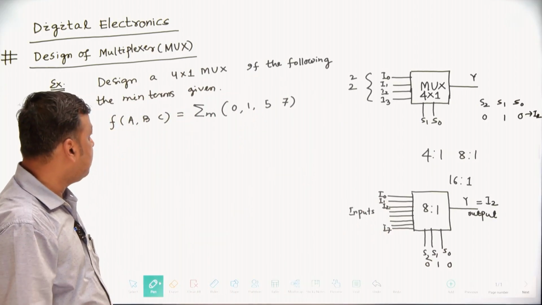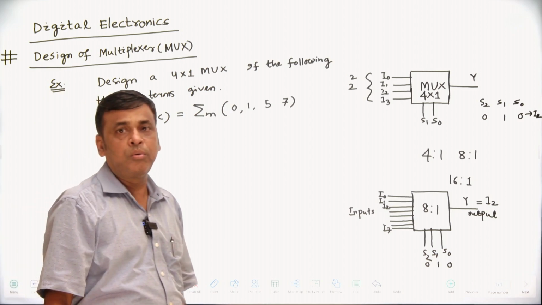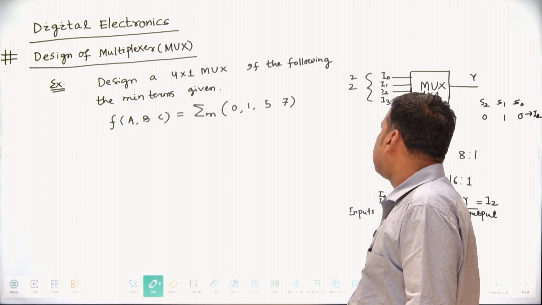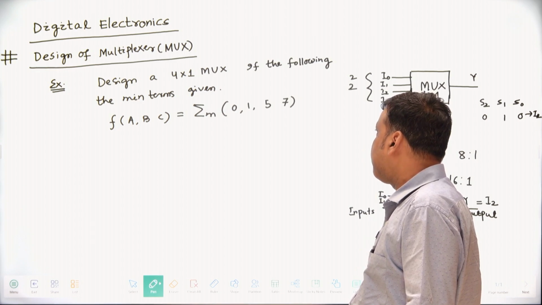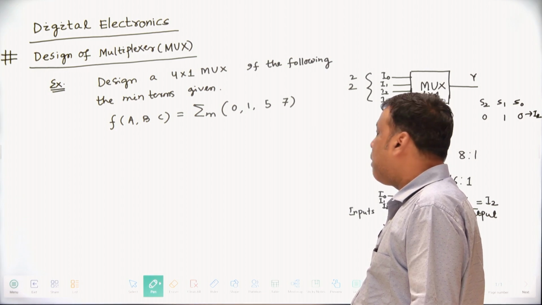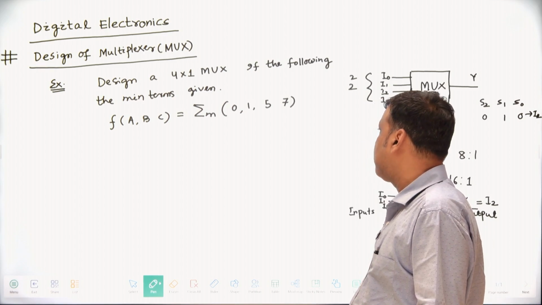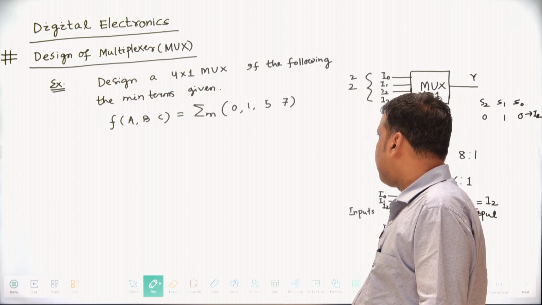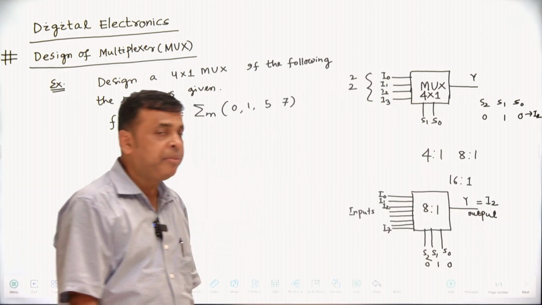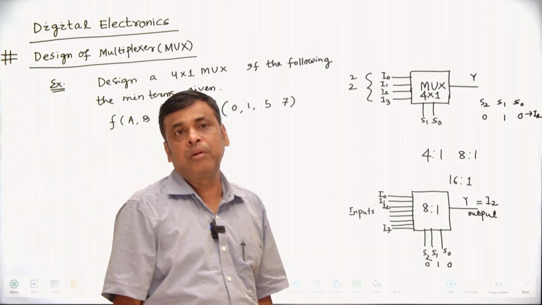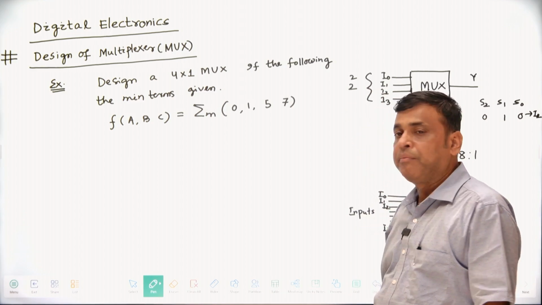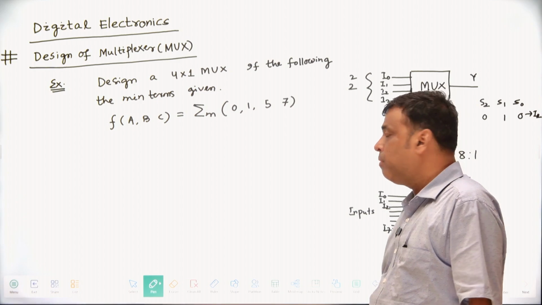So first of all, we are going to develop a logic circuit for the question, that is, given the minterms. There are 4 minterms given. Using these 4 minterms, you have to develop the logic, prepare a truth table, and secondly, develop the logic equation or Boolean equation, then minimize the Boolean equation, then finally design the circuit.